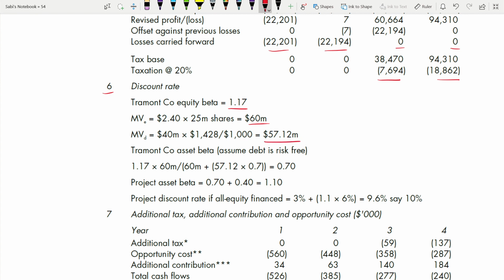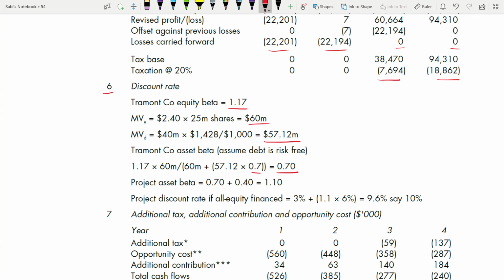Now asset beta, assume debt risk is free. Now what is the asset beta? Equity beta into market value of equity divided by market value of equity plus market value of debt is your asset beta. So this is into 0.7. Why? Because 30% you have to pay tax. In US, 30% is the tax, not 20%. Don't take Gamelin's tax rate here. So 1 minus 30%, that's why 70%. After tax you have to take. So this is 0.7, that is the asset beta, the company's asset beta.